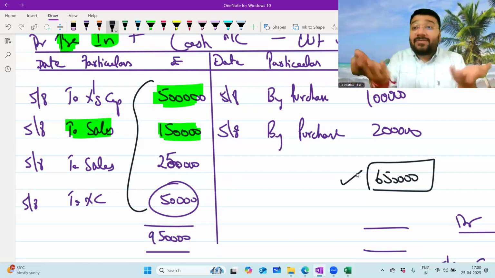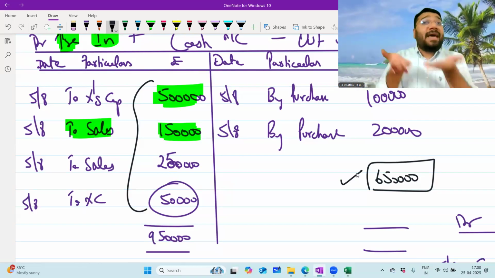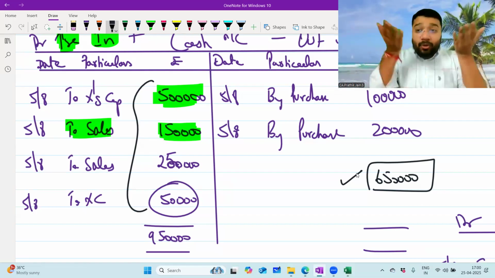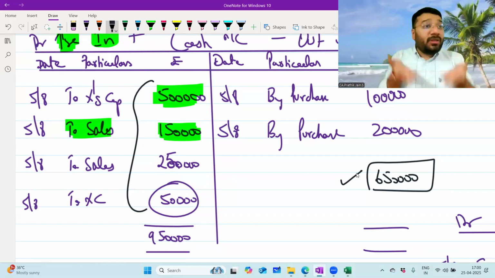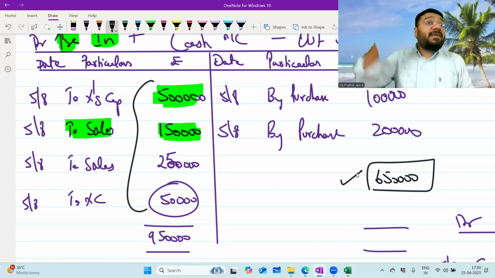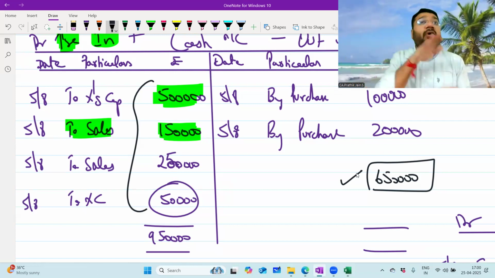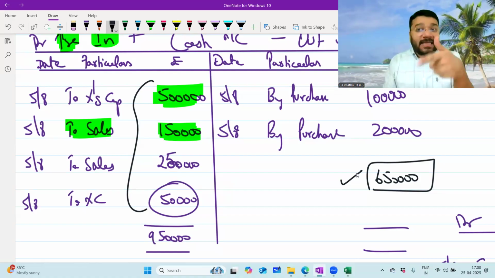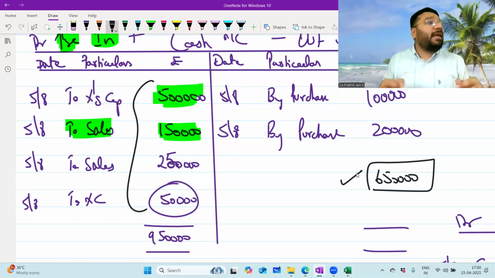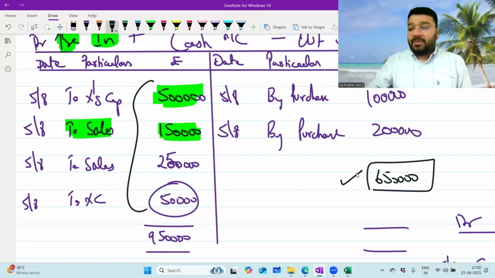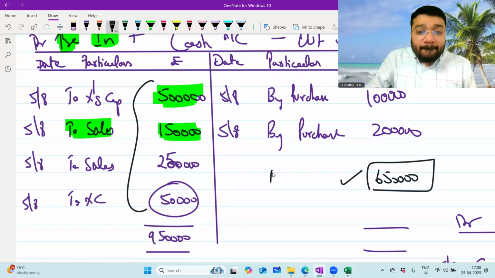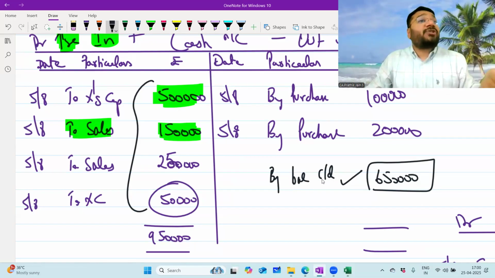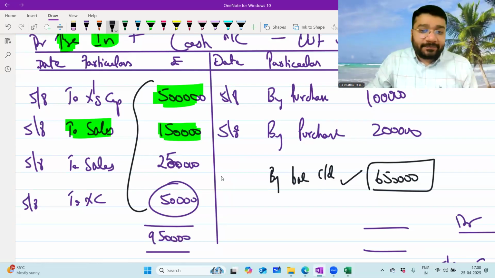Now, sir, what is the meaning of the 650? This is the money that is there in my hand. Cash is an asset. What is an asset? Anything that I own in the business is an asset. Anything that I expect to receive in future is an asset. This 650 I already have in hand. I own it. So today, 5 August, end of the day, how much money is there in my hand? 650. And this is called balance carried down.